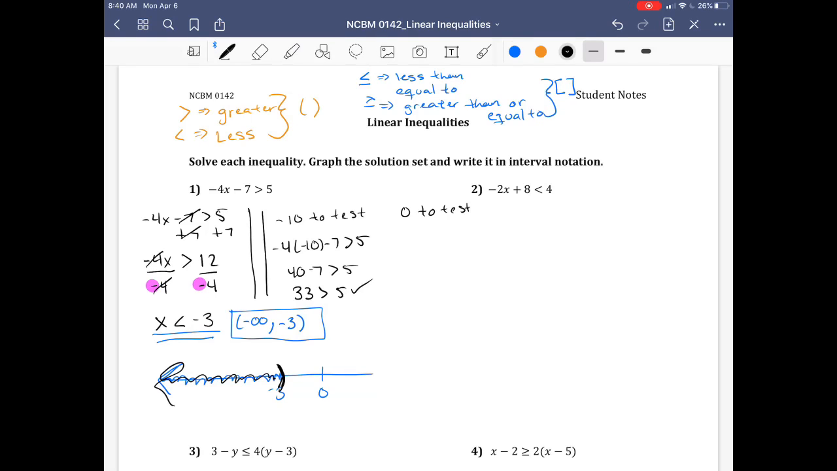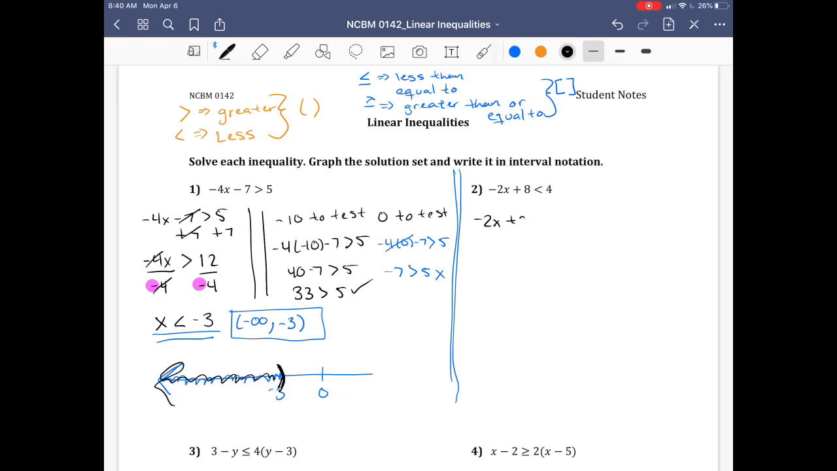Let's see the test with 0. So I have negative 4 times 0 minus 7 is greater than 5. So this cancels, and this is false. That's why we don't shade on that side.